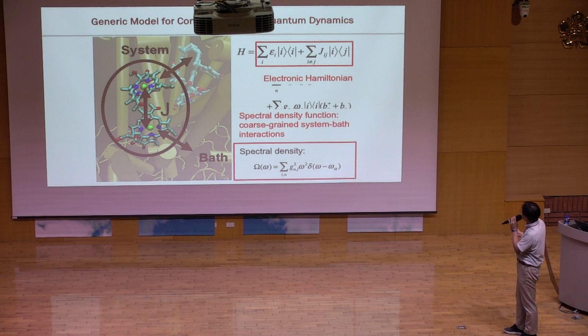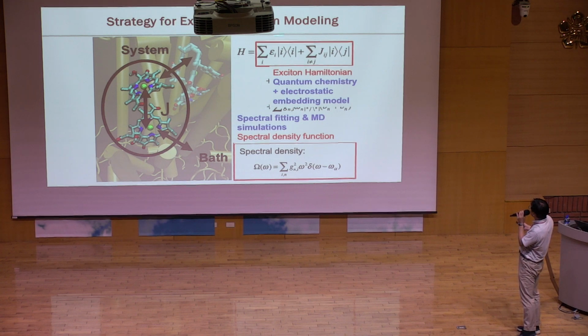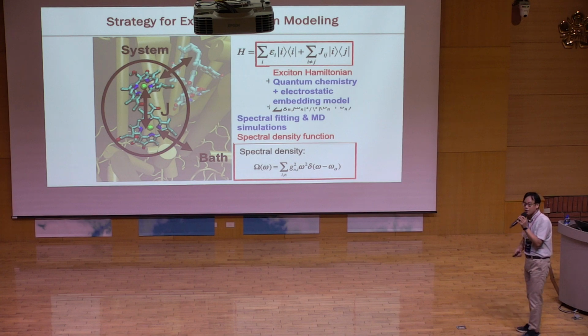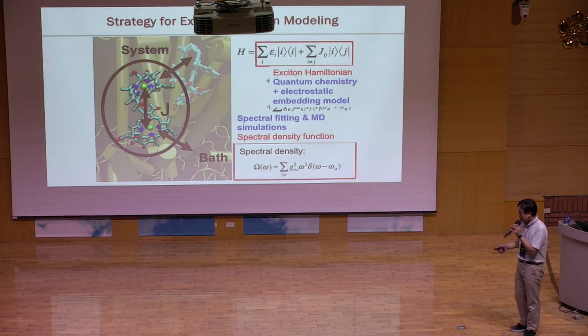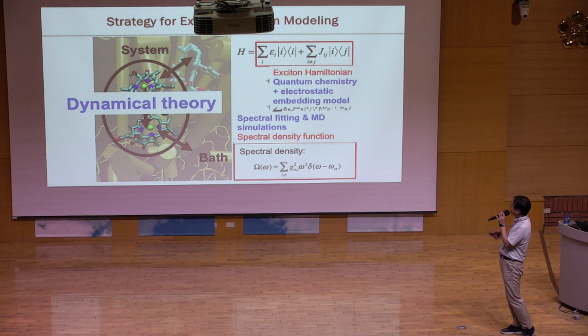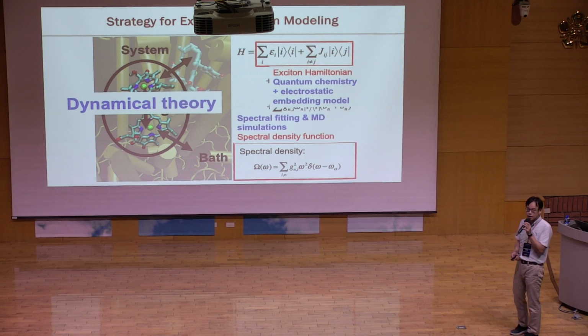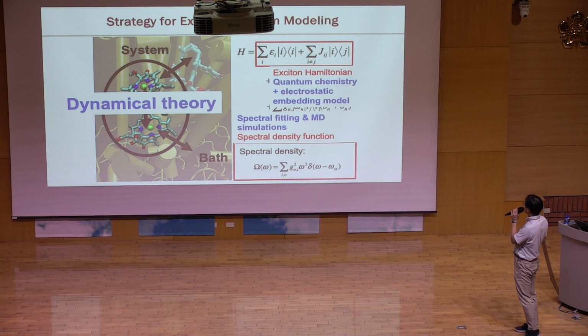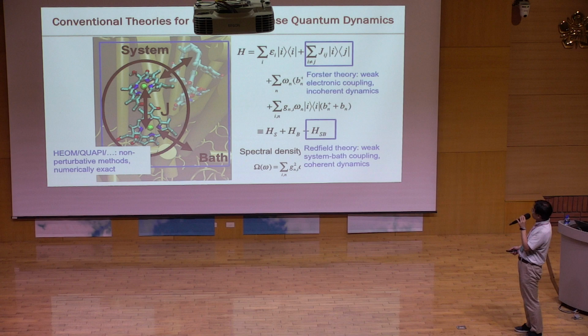And in our group, we can actually model this electronic Hamiltonian and also spectral density using either quantum chemistry calculations or molecular dynamics simulations to get those parameters. And with these parameters, we can employ some sort of a dynamical theory to calculate the full dynamics of such kind of systems, quantum systems. Now, there are a few general ways to treat systems like this.